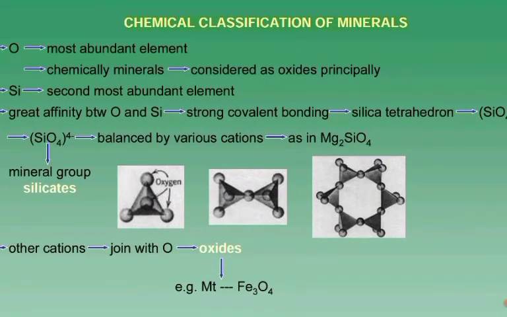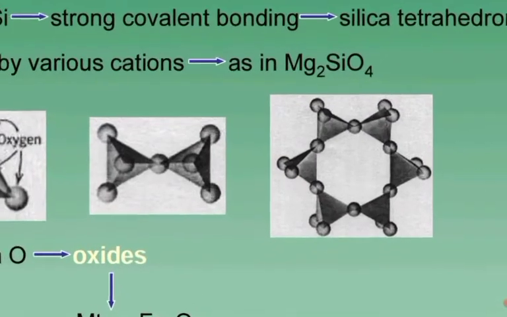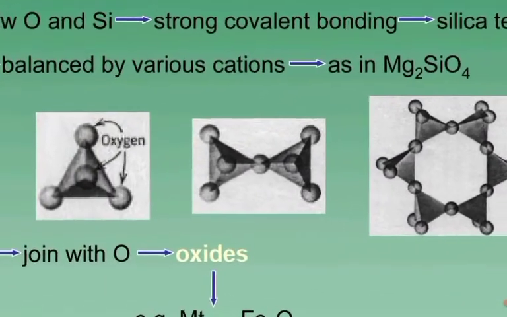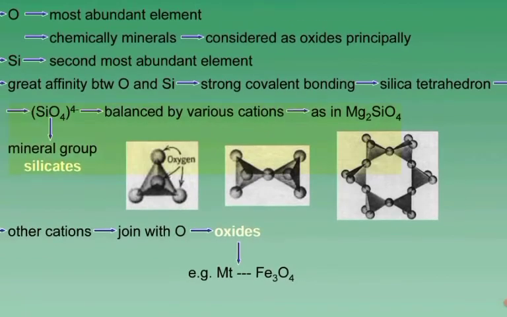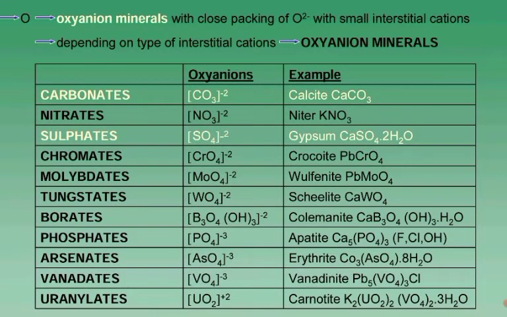Chemical classification of minerals. O is the most abundant element chemically in minerals, so they are considered principally as oxides. Si is the second most abundant element, with great affinity between O and Si. Strong covalent bonding forms the silica tetrahedron SiO4 4-, balanced by various cations, as in Mg2SiO4, of the silicates mineral group. Other cations join with O in oxides, e.g. hematite, Fe3O4.